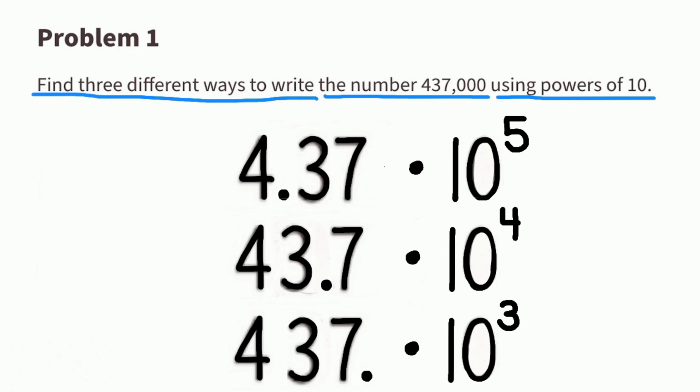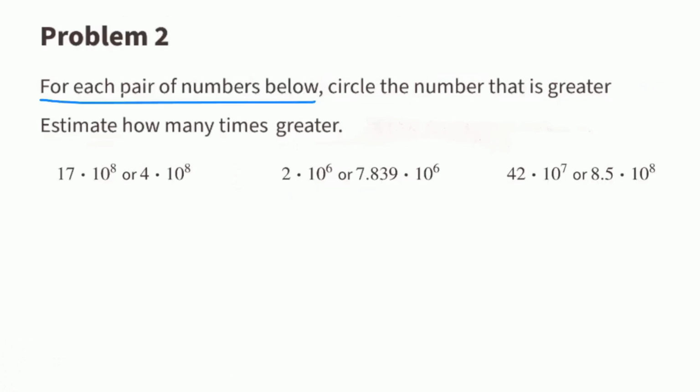These are the 3 different ways that I would write the number 437,000 using powers of 10. However, you could use any of the 5 expressions that I showed you. Problem number 2. For each pair of numbers below, circle the number that is greater.